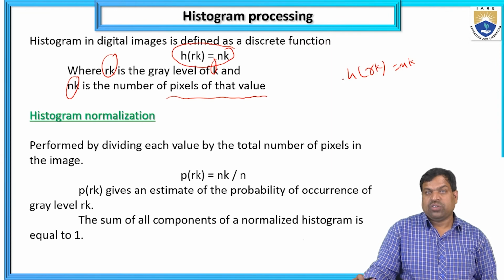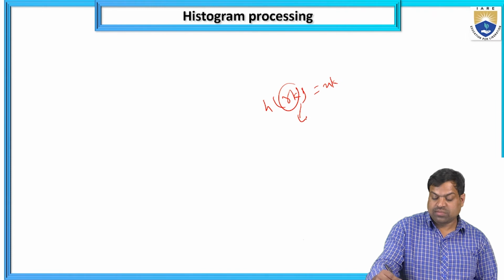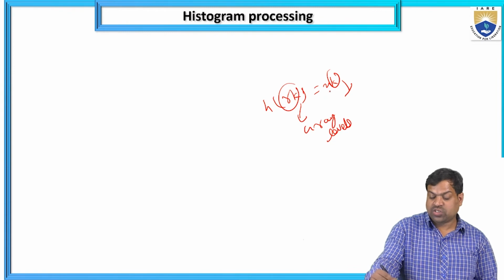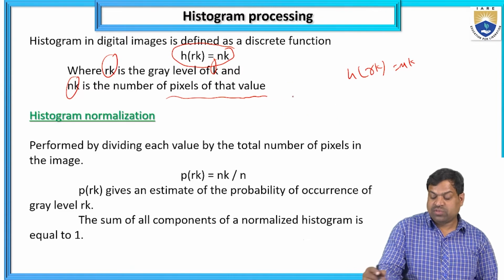h of r_k equal to n_k. r_k is a gray level. Now what is this? k is a constant, and what is the n? It is the number of pixels of that value.